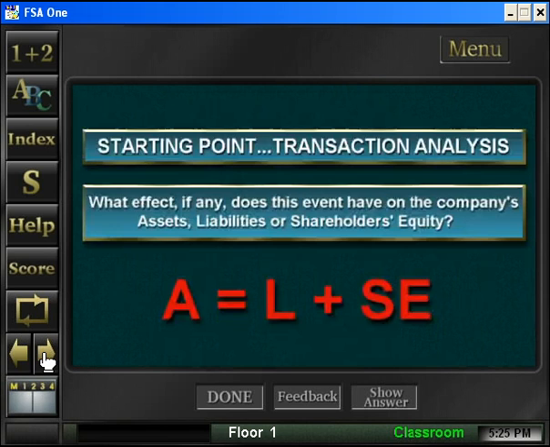The information contained in a company's financial statements is developed by aggregating the effects that individual transactions have on the company's financial position. Therefore, the starting point of the accounting process is transaction analysis. When an event occurs that has implications for a company, transaction analysis begins with the following question: what effect, if any, does this event have on the company's assets, liabilities, or shareholders' equity?